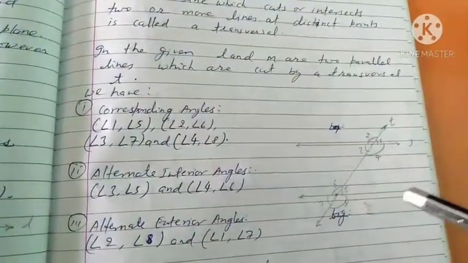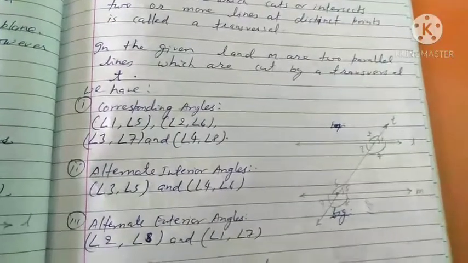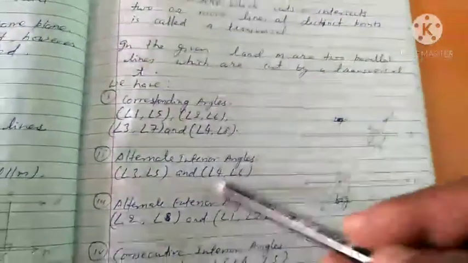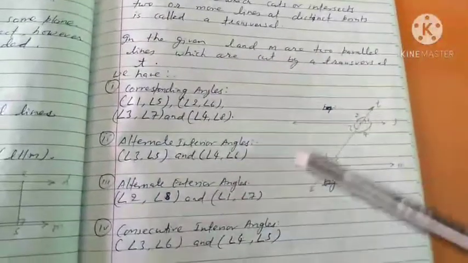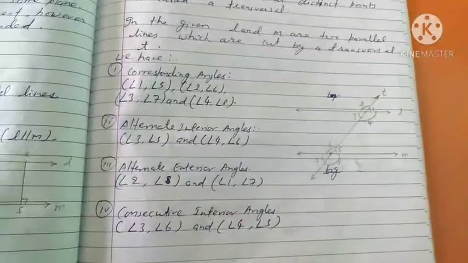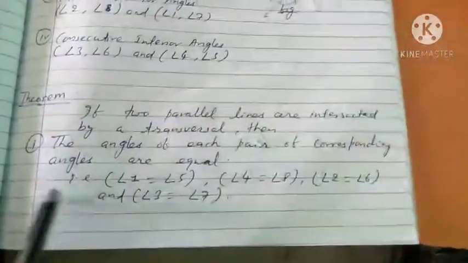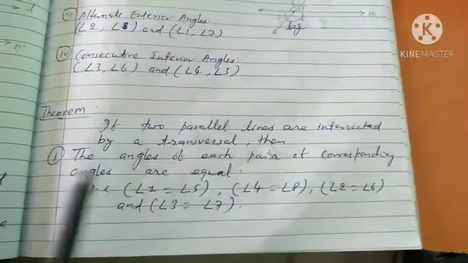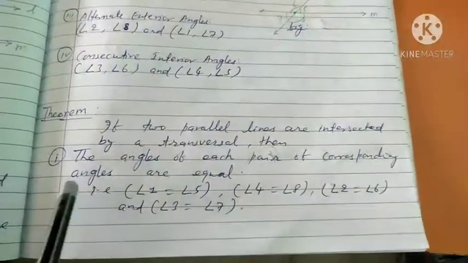So we can have such types of relations when two parallel lines are cut by a transversal. We can have these relations: corresponding angles, alternate interior angles, alternate exterior angles, and consecutive interior angles. Next, the theorem is, if two parallel lines are intersected by a transversal, then the angles of each pair of corresponding angles are equal.